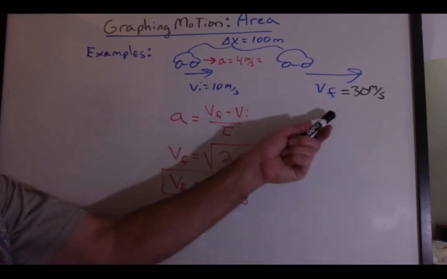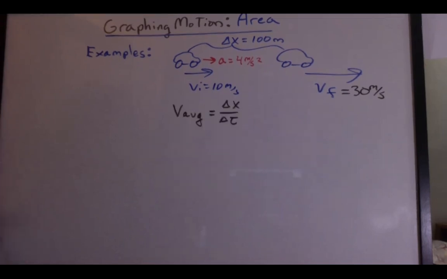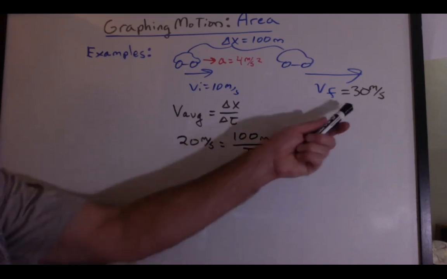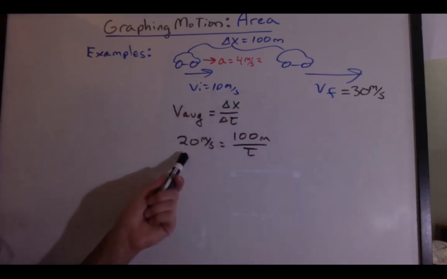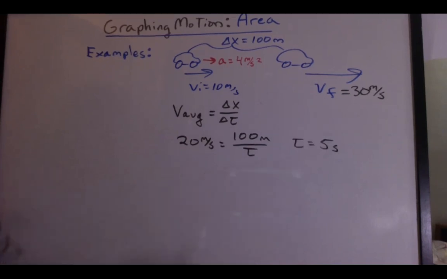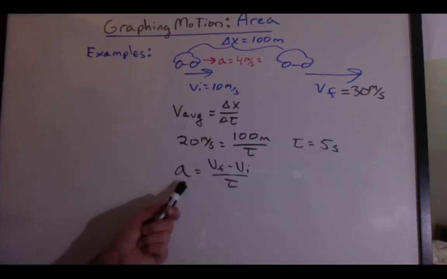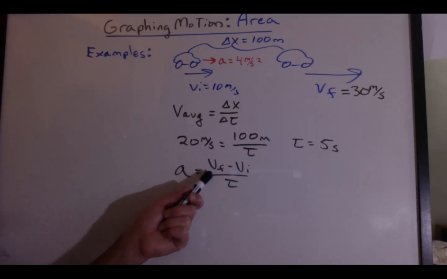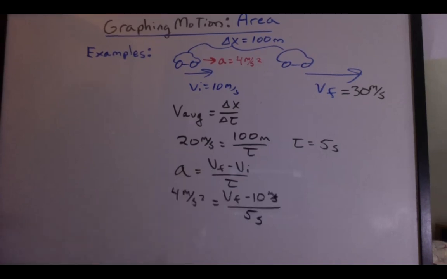So here's our answer. Can we check that? Let's see if we can use the average. If that's 30 and that's 10, the average is 20. 100 meters, what's the time? 5 seconds. Now I'll use the acceleration formula, and let's see what we get for the final velocity. Plugging everything in, solve for V final. Looks like it checks out.